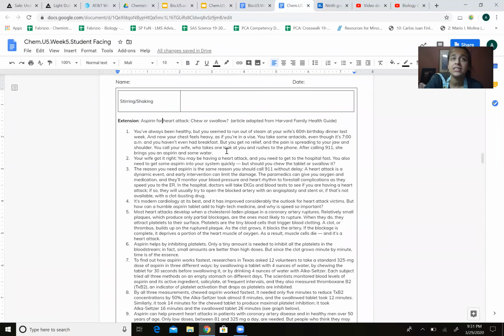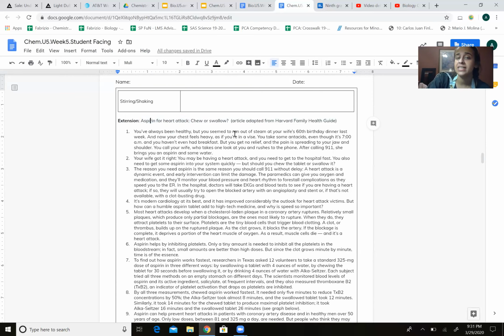This is just a little solidification analysis question for you guys. We're talking about aspirin here. We just did our experiment on Alka-Seltzer, which is something that people take when they have upset stomachs, heartburn, indigestion, body aches, everything like that. So this question is hitting very similar to that.